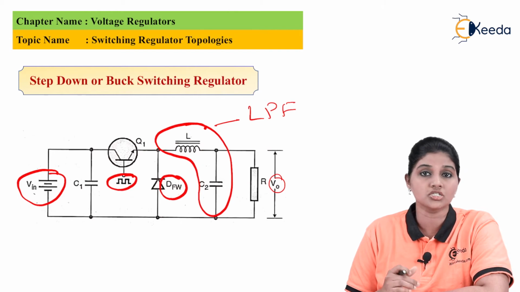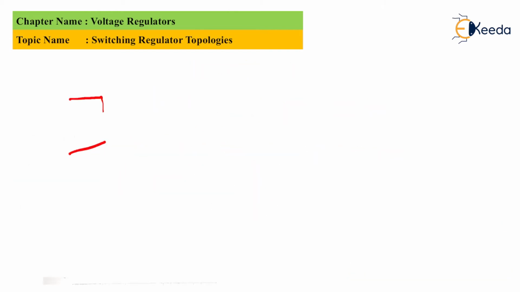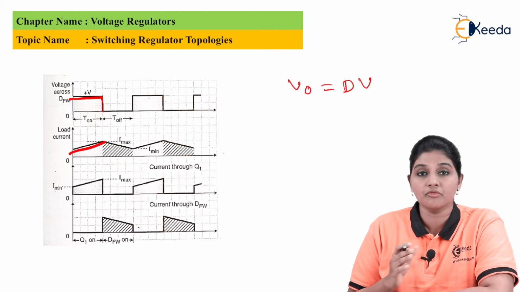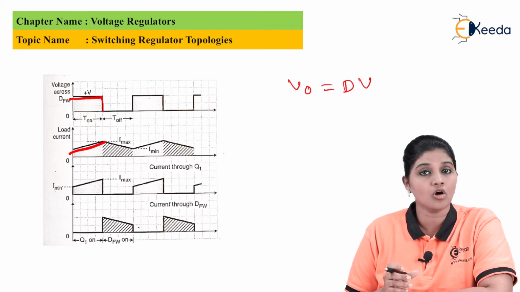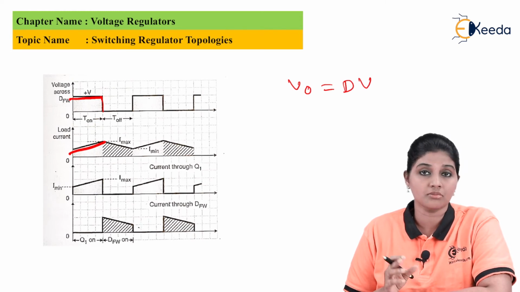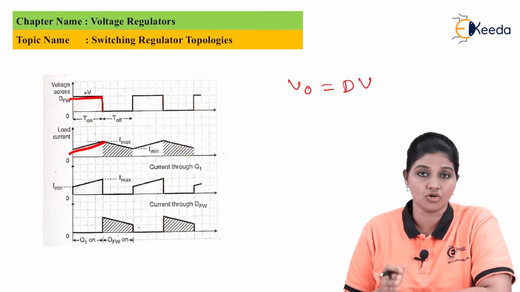In this case, the output voltage can be varied by changing the duty cycle, and the equation of output voltage is given by D into Vin, where D is the duty cycle, obtained on the basis of on time and off time. The equation for D is T on upon T on plus T off.